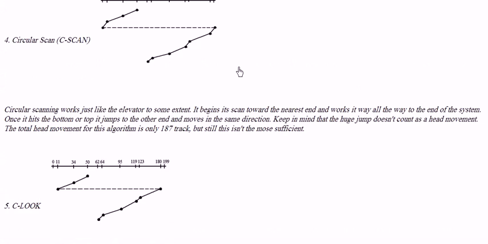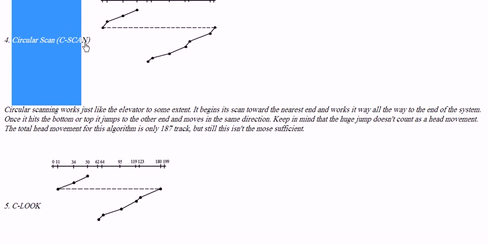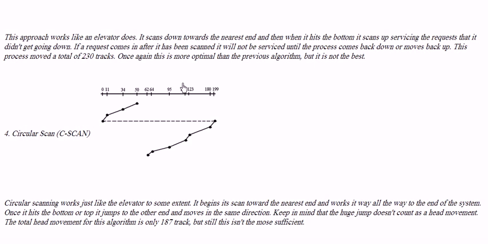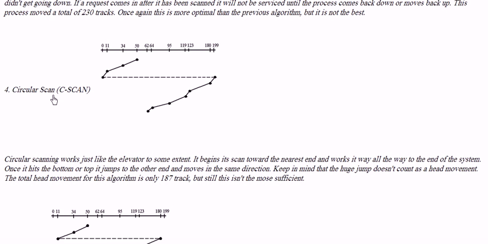So until now we have the algorithms: first come first served, shortest seek time first, and elevator, and finally, or not finally, the circular scan, or C-scan. In C-scan they use a different approach. C-scan is known as the circular scan. I have difficulty pronouncing this. Circular scan works just like the elevator to some extent, but it begins its scan toward the nearest end, and works its way all the way to the end of the system. So it works like the elevator.